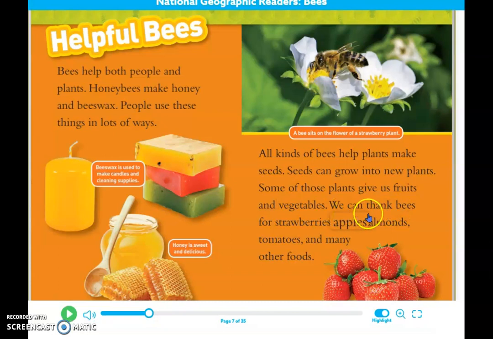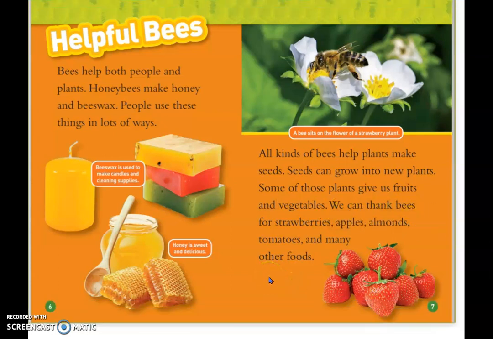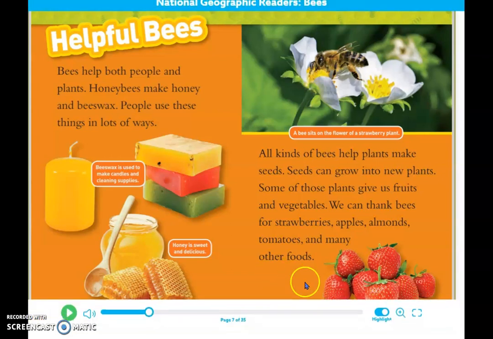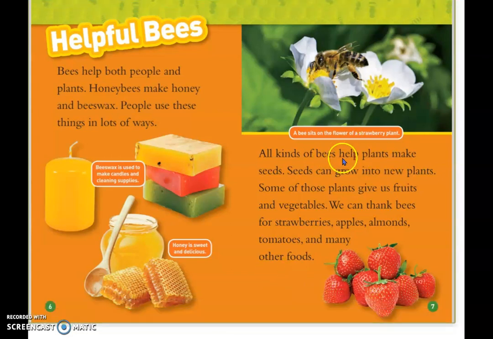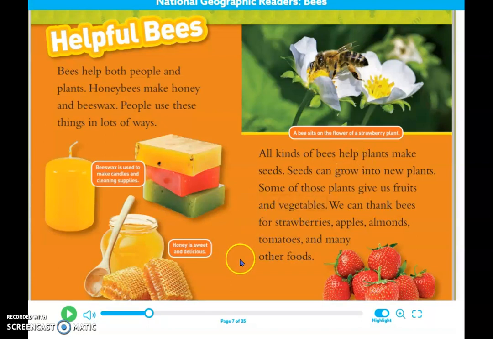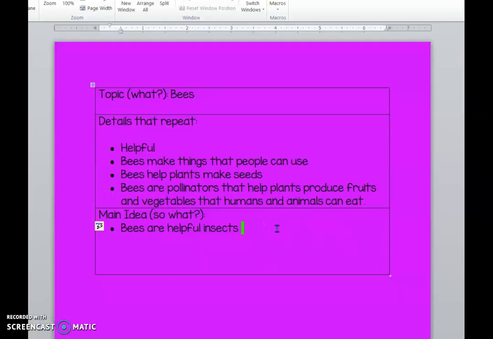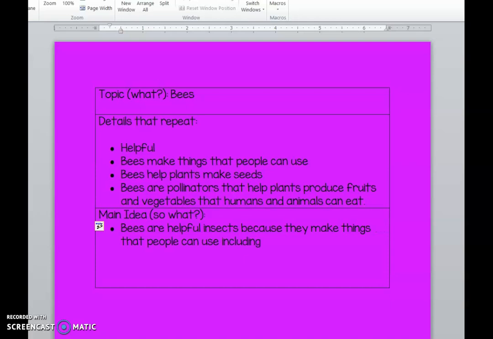And it says right here in the text, we can thank bees for strawberries, apples, almonds, tomatoes, and many other foods. So, this part, yes, bees are helpful to plants, but why is that important to us? It's important because by helping, the plants are able to make food for us. Bees are helpful insects because, this word helps me give a reason, bees are helpful insects because they make things that people can use, including food.